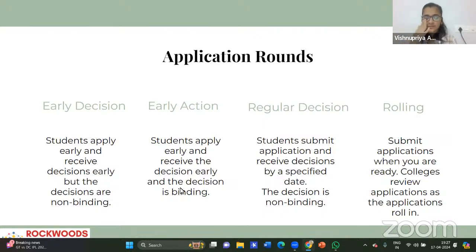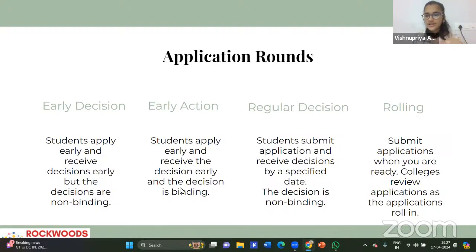Like, you can't delay it or look at other options. That is your top one university. And then coming to regular decision, that is usually during the normal time, the regular period of applying. There you can apply to multiple universities. The decision is non-binding. If you get into multiple universities, you can accept one and then reject the rest depending on your wish or how much financial aid you're getting.